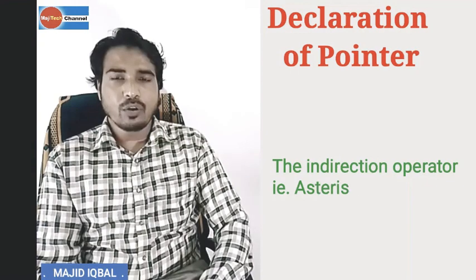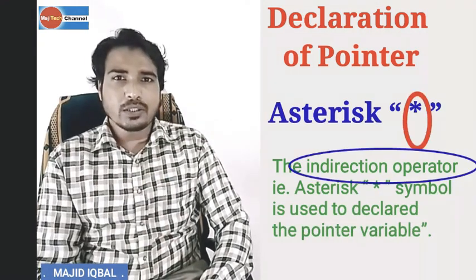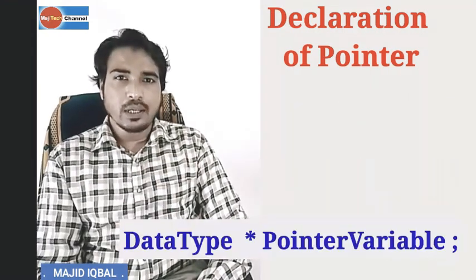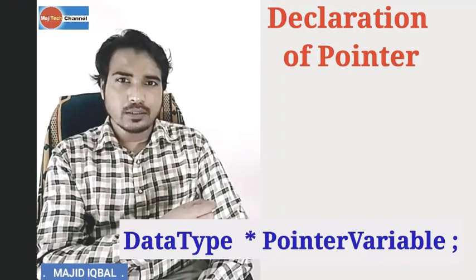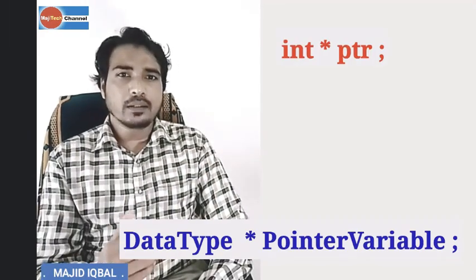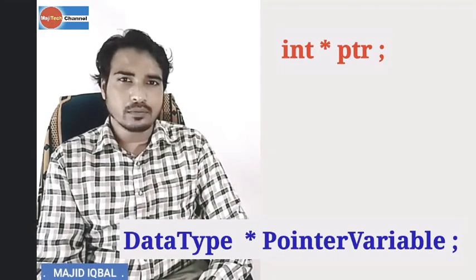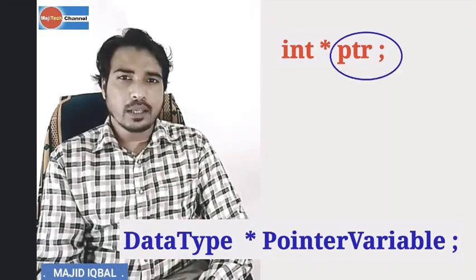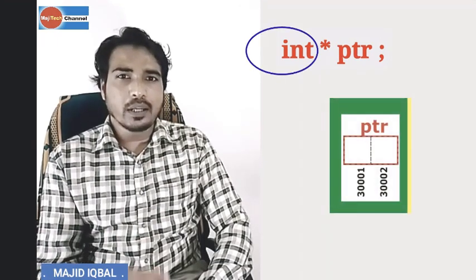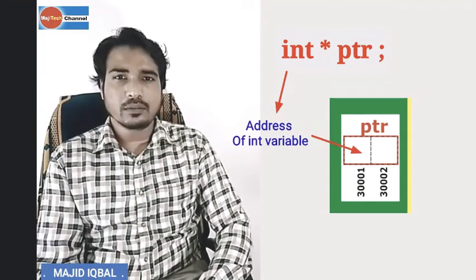The indirection operator, that is asterisk symbol, is used to declare a pointer variable as shown on the screen. Data type asterisk pointer variable and semicolon. Consider the declaration int *ptr;. Here ptr is a pointer variable of type integer. It will contain only the address of variable of type integer.